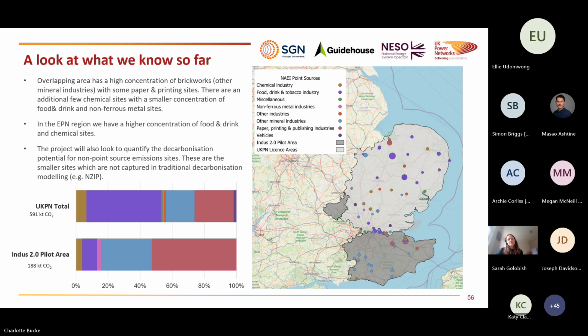A final, somewhat interesting point to note here is that the data here is for the largest sites, which are known as point sources, but the modeling in INDIS will go beyond these sources to also capture the decarbonisation of smaller sites, which are often much harder to model and aren't captured in things like NZIP. So the access to the data that both the gas networks and the electricity networks hold is allowing us to actually unlock a more granular modeling that we wouldn't have been able to without this collaboration.